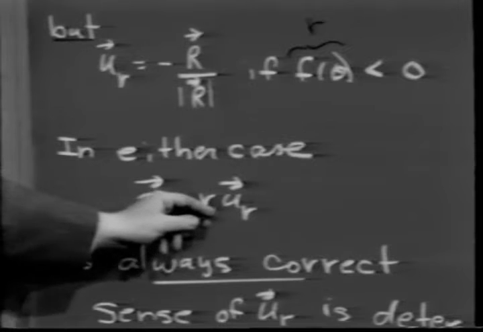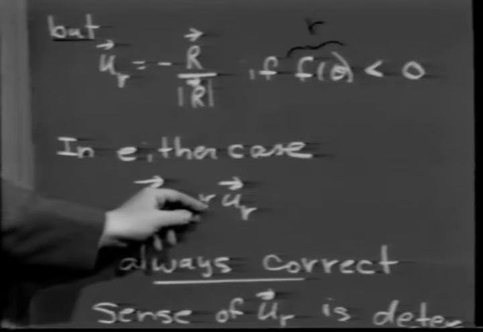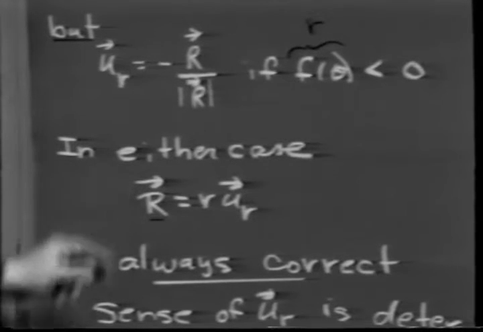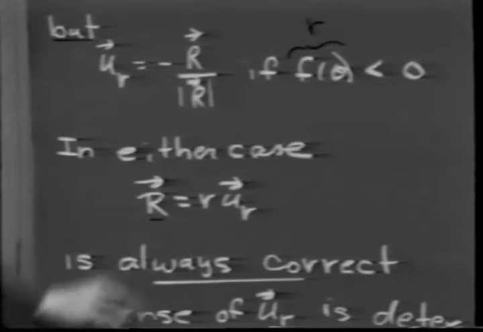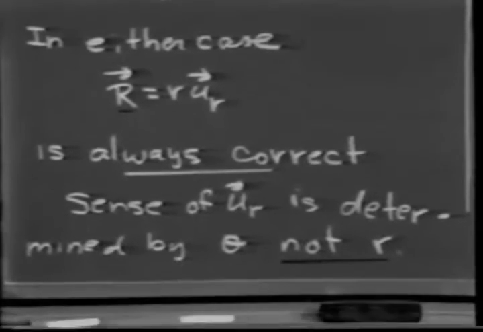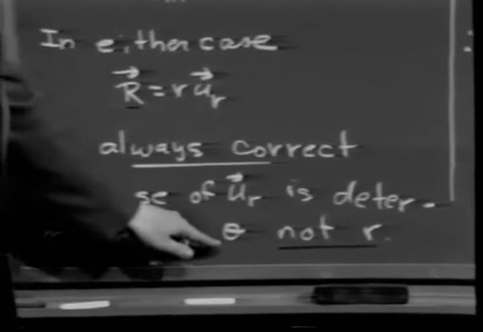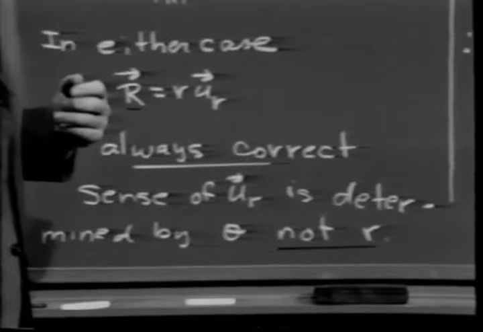In other words, if r happens to be positive, these two vectors have the same sense. If r happens to be negative, these two vectors have the opposite sense. In either case, this expression is always correct. But the important thing to notice is that the sense of u sub r is determined by theta, not by r, not by f of theta.